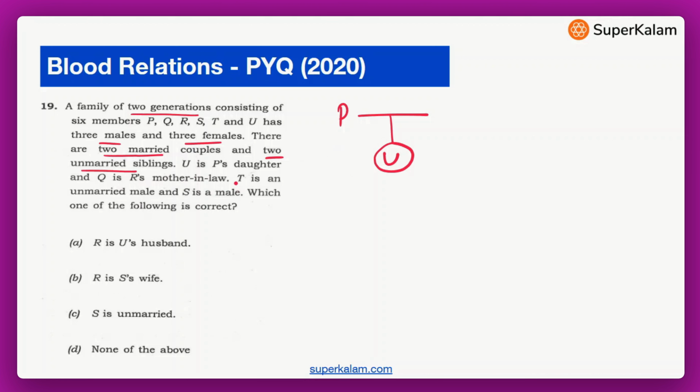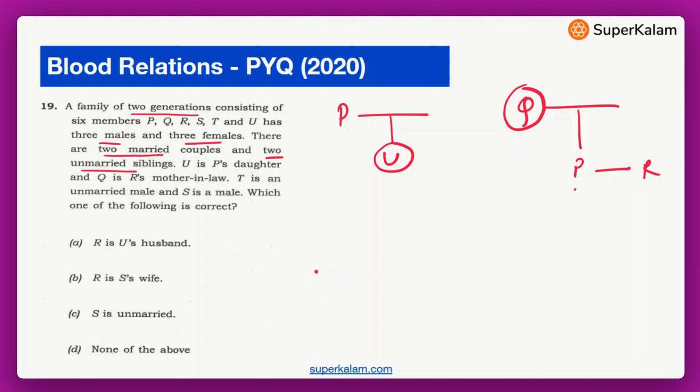And Q is R's mother-in-law. This is an interesting one. Q has married someone. Out of this marriage some person has been born, and this person has married R, right? And here Q is R's mother-in-law. So if Q is the mother-in-law, then Q should be a female. Correct? Q should be a female.